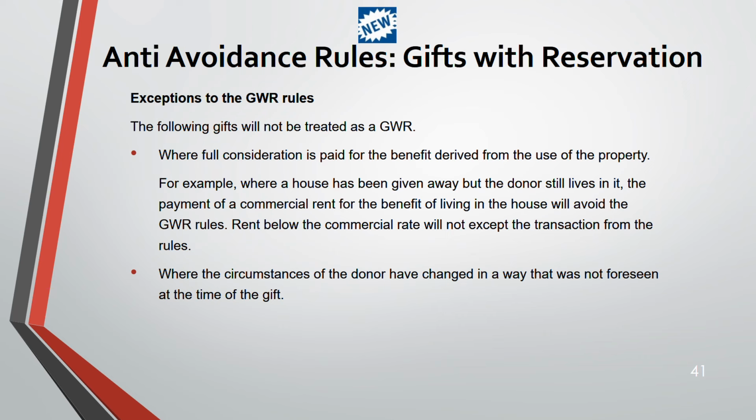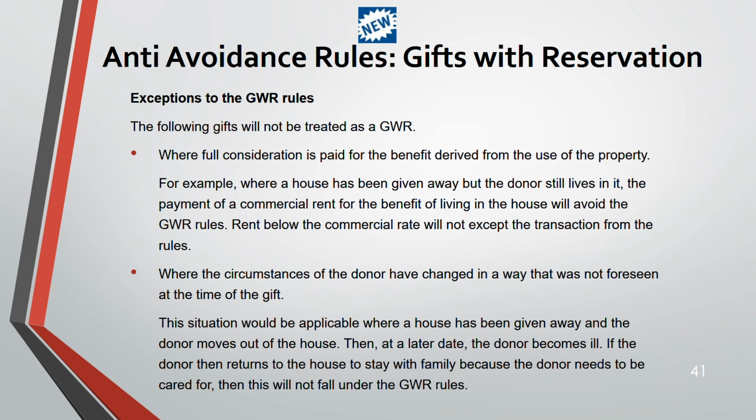The second exception is where the circumstances of the donor have changed in a way that was not foreseen at the time of the gift. An example is a situation where a house has been given away and the donor moves out of the house. Then at a later date, the donor becomes ill and returns to the house and starts staying with the family because the donor needs to be cared for. This will not fall under the gift with reservation rule because at the time when the donor left the house, he did not know the situation would change and he would have to come back and stay.